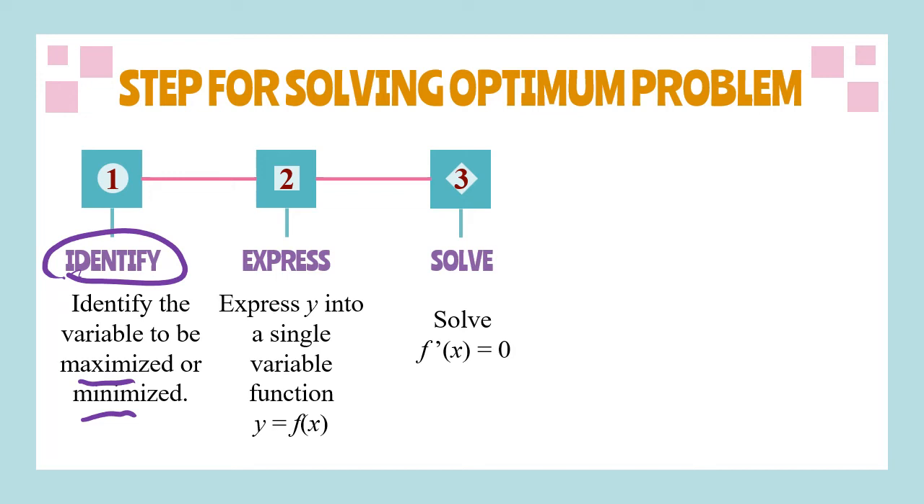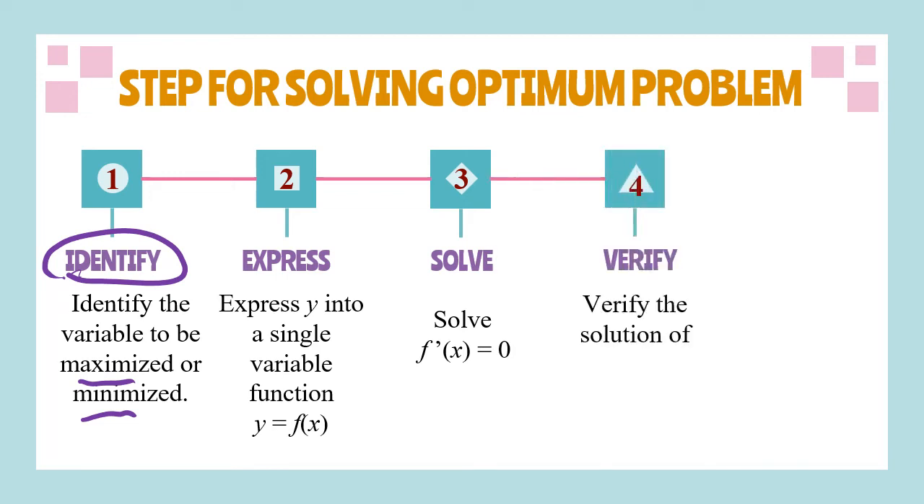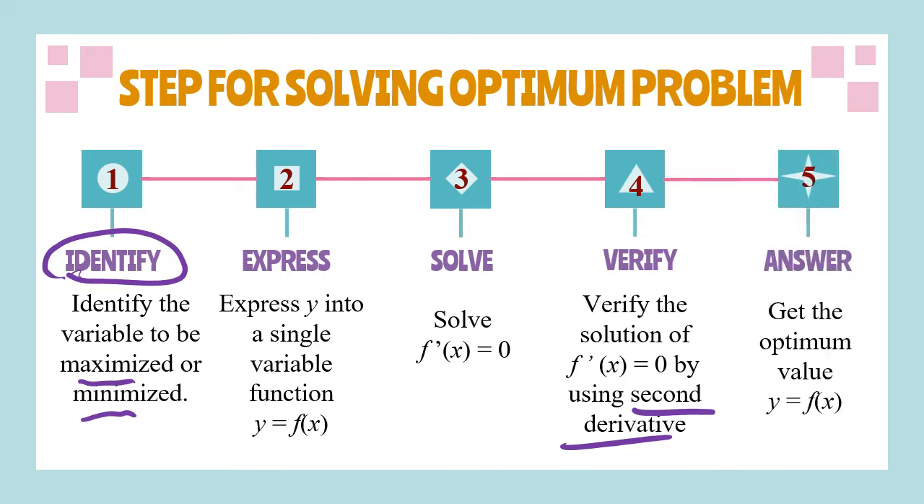The next one is to verify the solution. If the solution is a maximum or minimum, we have to verify that it is the one we want to find, either maximum or minimum. We can use the second derivative because it will be easier. And the last one is to get the optimum value of y equals f(x).